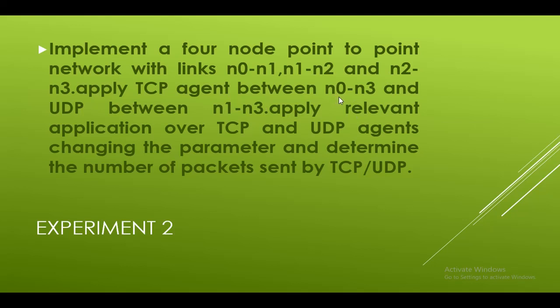So in this one, N0 implies the first node we create, which should be connected to the fourth node using TCP. That is, communication should happen using TCP, and the second and the fourth node should be communicating using UDP. Here you can see that N3 will be acting as a receiver, using both the TCP and UDP protocols, whereas N0 will be a sender using the TCP protocol, and N1 will be using the UDP protocol, also acting as a sender. Now we have to configure this and see what happens.